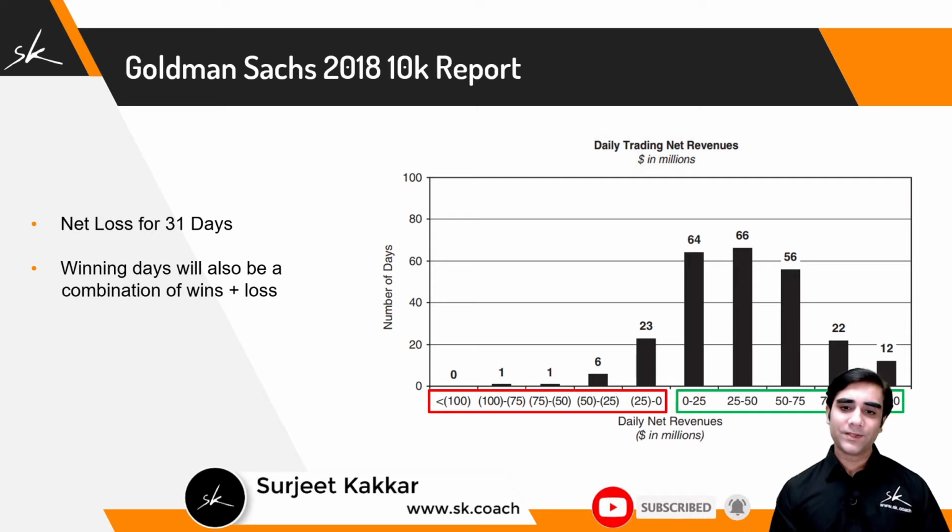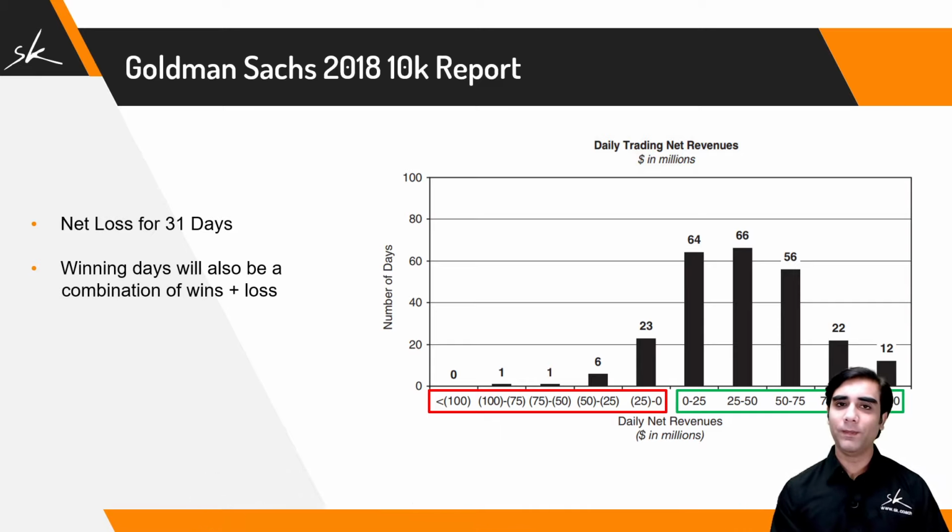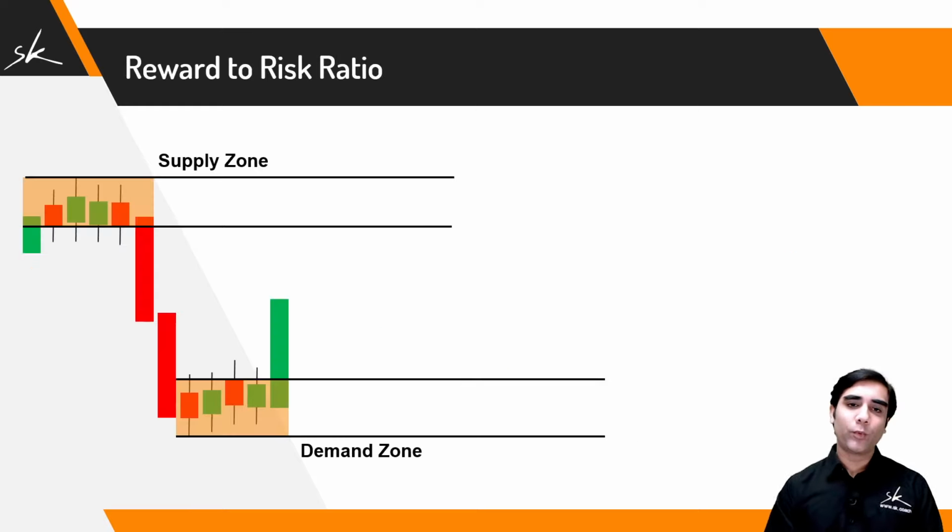plan, because the proof, the fact is that there is no such strategy where you will be making money on each and every trade. You will be having winners, you will be having losers. The only way to be profitable is by ensuring that you have small losses and big winners. Now the question comes, what is your reward to risk ratio and how do we identify that?